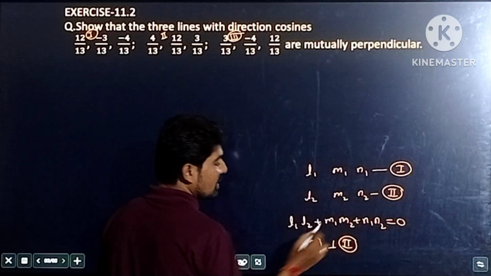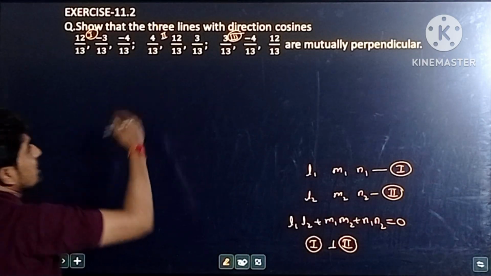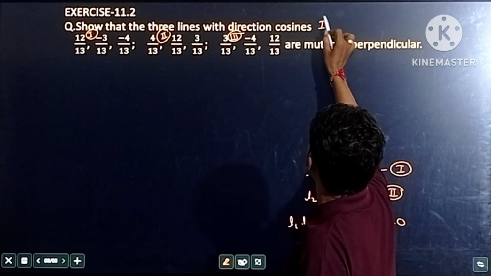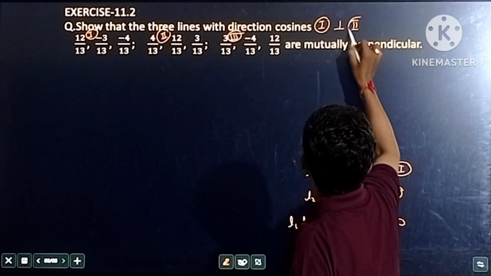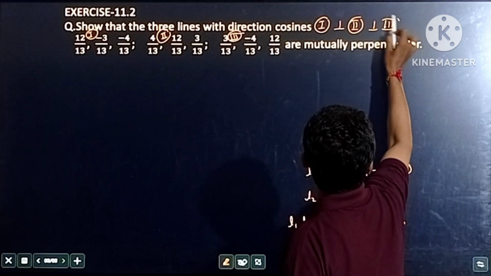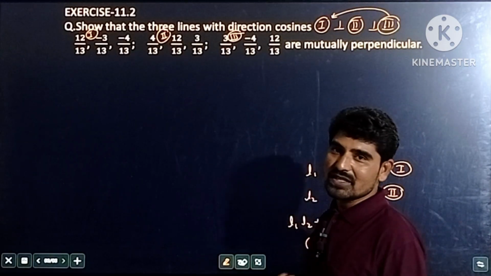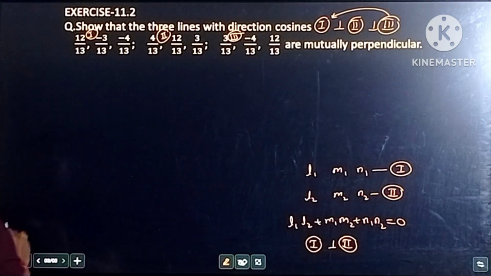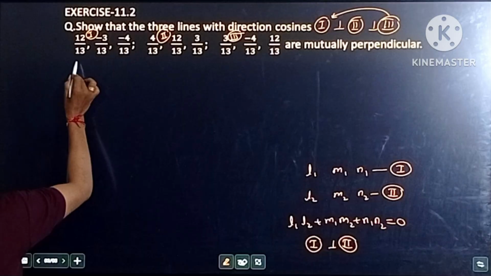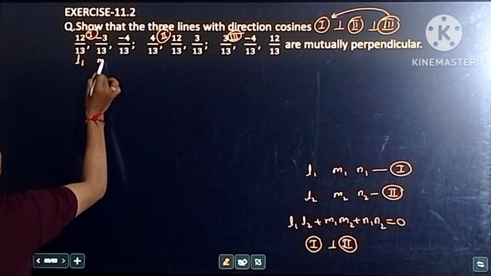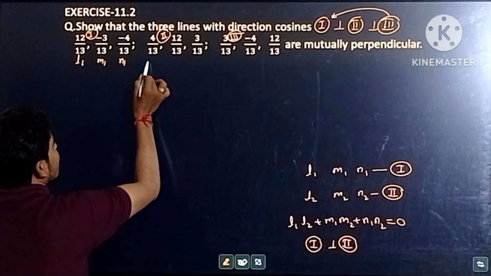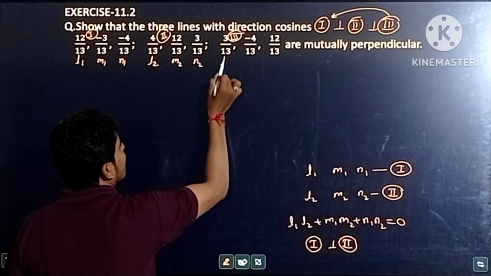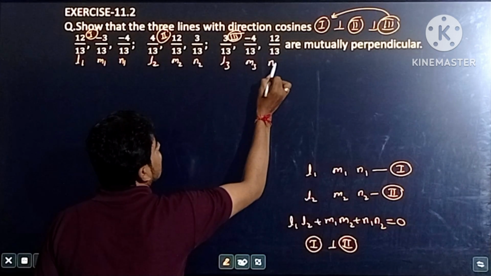perpendicular to the second line. So to show that these three given lines are perpendicular, we need to show that the first line is perpendicular to the second line and the second line is perpendicular to the third line, then definitely the third is perpendicular to the first line. So firstly, we need to prove that the first is perpendicular to the second line. For that, let us consider the direction cosines of the first line, L1, M1, N1, the direction cosines of the second line, L2, M2, N2, and the direction cosines of the third line, L3, M3, and N3.